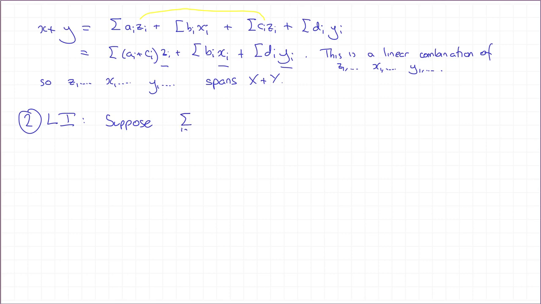So we will suppose that a linear combination written like this is equal to the zero vector in our vector space. Our job is to prove that all of the scalars a1 up to ak and b1 up to bl and c1 up to cm are zero. In order to do that, let's just move one of these sums onto the other side.